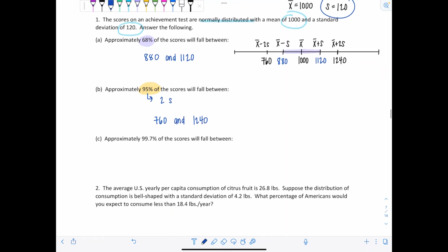Lastly, it asks for 99.7% of the scores. What will they fall between? Well, this equates to 3 standard deviations. So let's go ahead, add another 120 and subtract another 120. So 1240 plus 120, that's going to be 1360. And then 760 minus 120 is 640. So this would be between 640 and 1360. And that's all there is to it, okay? Again, they won't ask you 99.5% of the scores. That doesn't match up with what we know from the empirical rule.